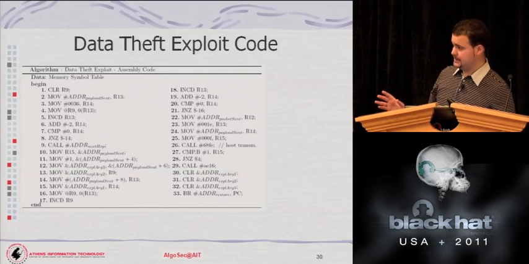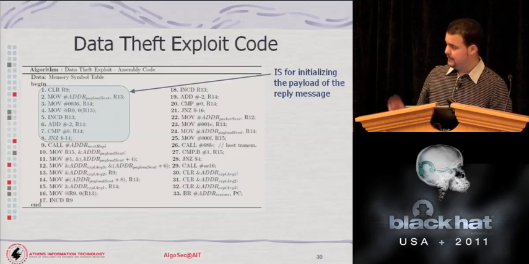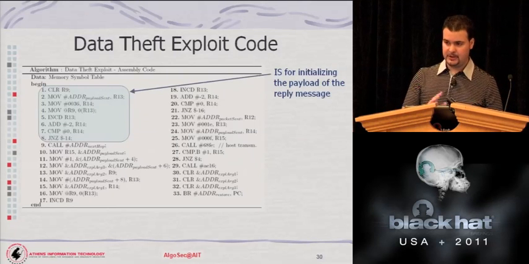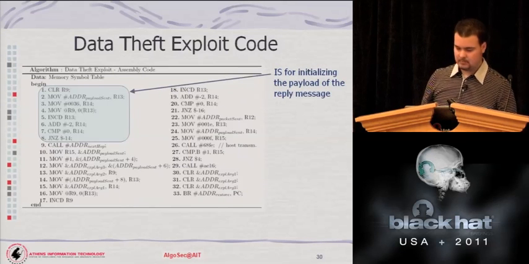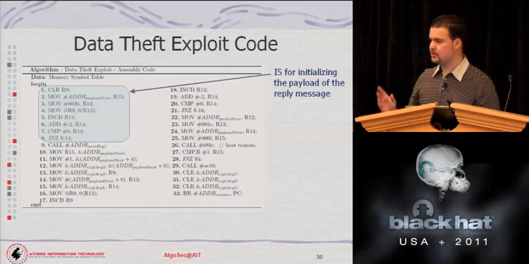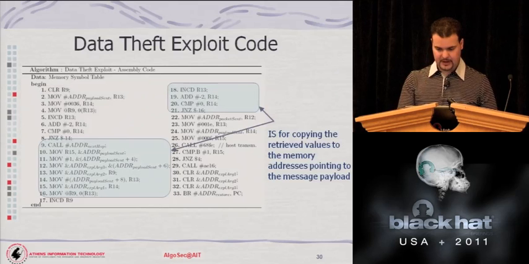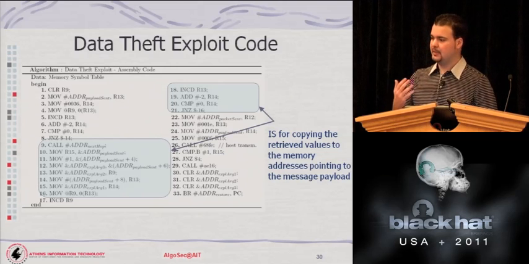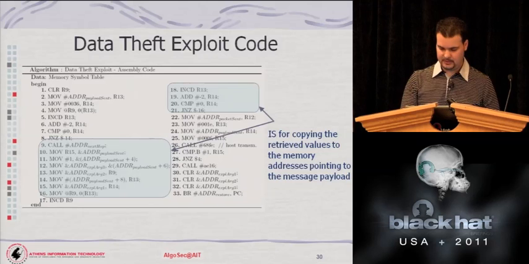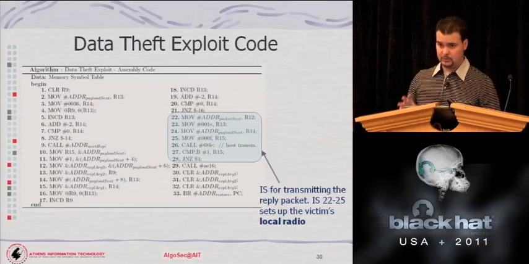So this is the assembly profile of this shellcode. We can see that the first instruction set is being used for initializing the payload of the reply message that will be sent back to SpySense. It's pretty easy. I think most of you know the assembly language. The second instruction set is for copying the retrieved values into the payload of the message. Again, from where it will get the data bytes, you give as an argument. Now, the important thing is the next instruction set, where you tell the node to transmit it back.